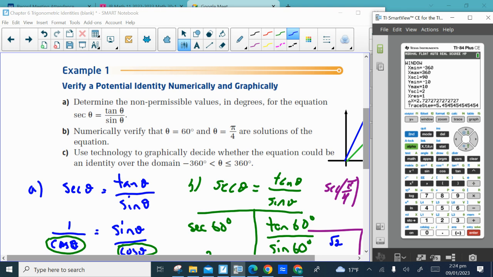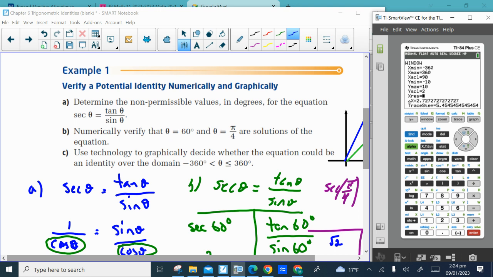Remember, the graphs of sine and cosine only go up to 1 and down to negative 1. However, the graph of tangent went up to positive infinity and down to negative infinity. So I'm not really sure what my y window should be, so I've set it between negative 10 and positive 10. So when I hit graph, it's going to graph the two equations, and it happens really fast.